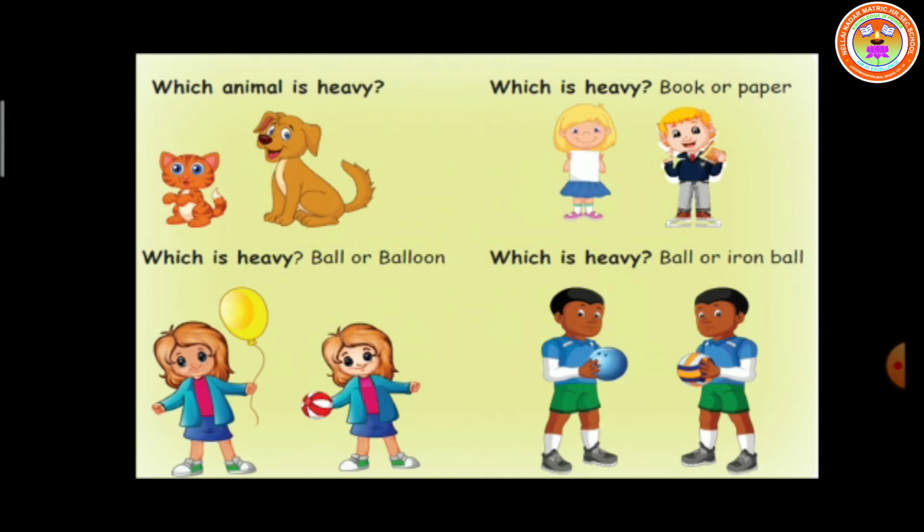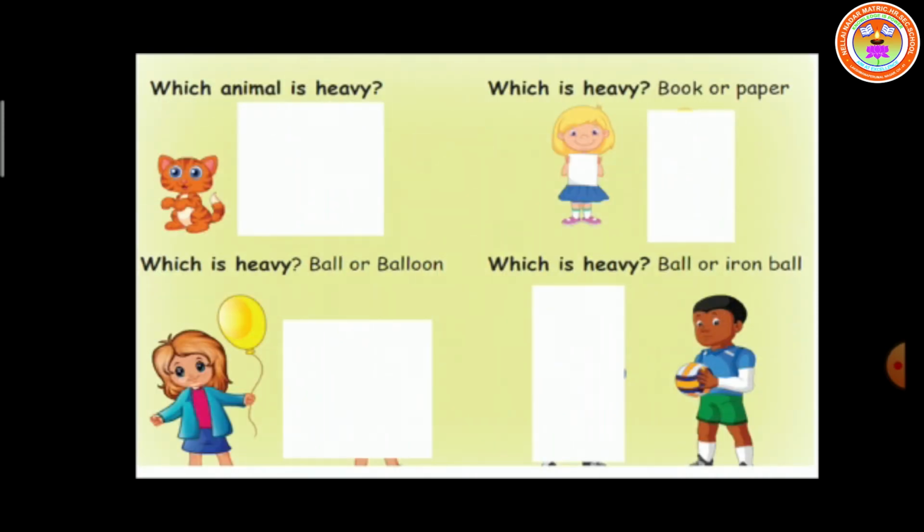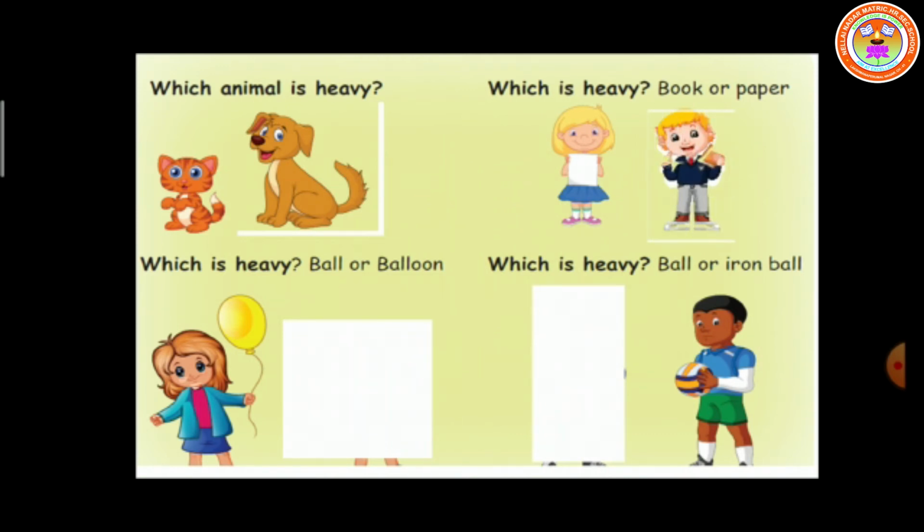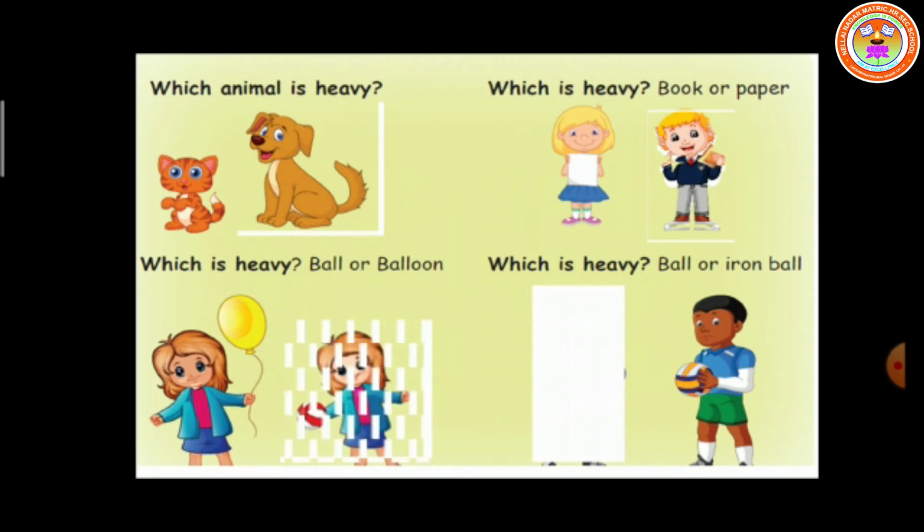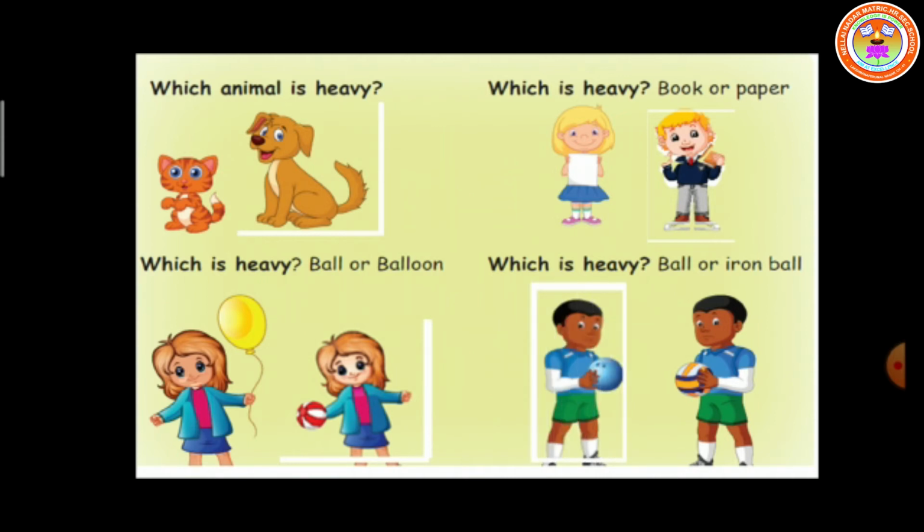So, how do you identify which thing is heavy? Now I'm going to tell you the correct answers. A cat or a dog, which is heavy? Dog. Book or a paper? Book. Ball or a balloon? Ball. Iron ball or ordinary ball? Iron ball. Hope you understand the heavier items, right?